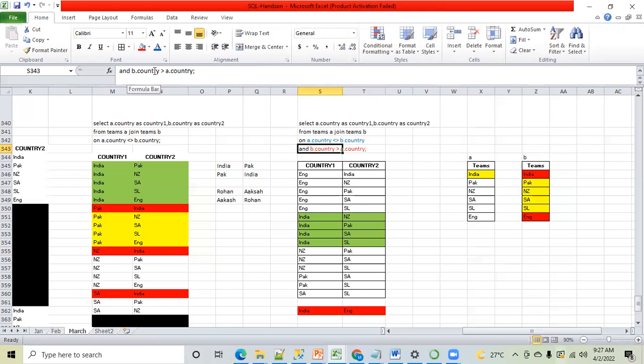You have mentioned B dot. Yeah. Please tell me. I think it's comparing with ASCII values. ASCII values. Perfect. Let me explain. B dot country greater than A dot country. So you are telling the SQL engine, SQL, I want only those records where B dot country should be greater than A dot country. Okay. So here B dot country is your England. The starting letter is E. A dot country is India. The starting letter is I.